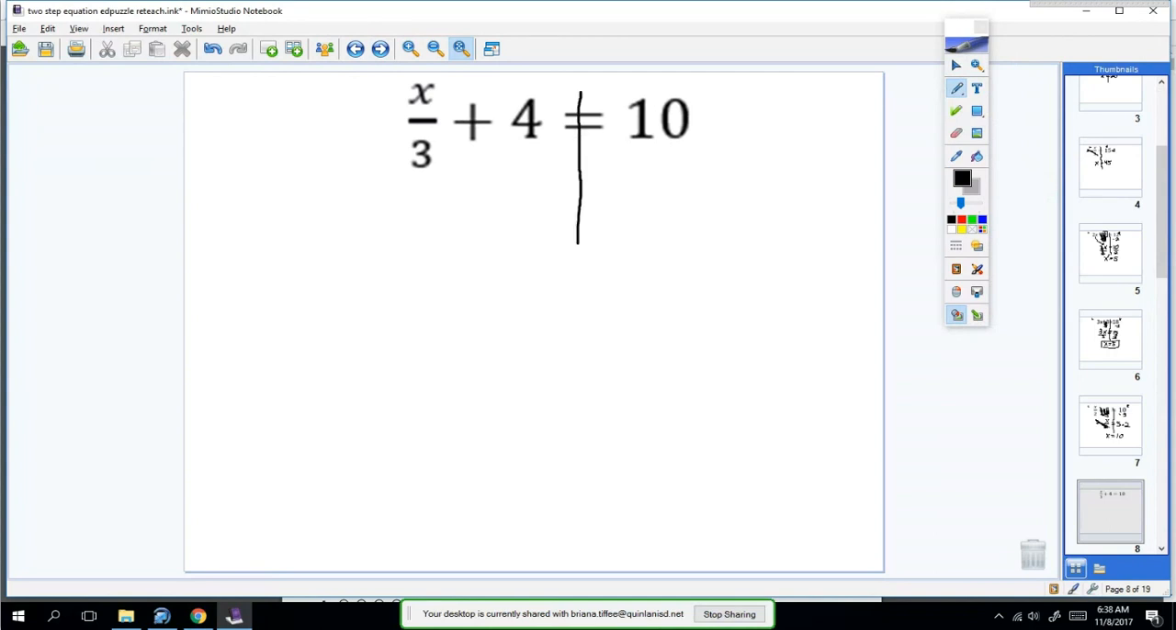So you're going to draw a line down. You got a left side and you got a right side. You're going to look at the left side, so you subtract 4 from both sides. This cancels out. This is 6. Bring down the x divided by 3.